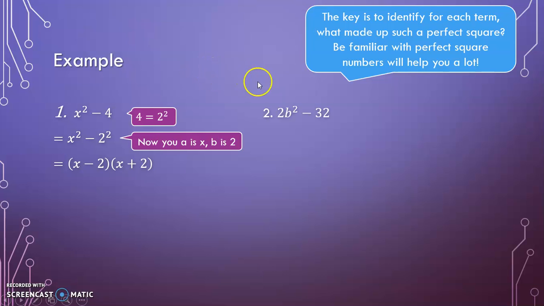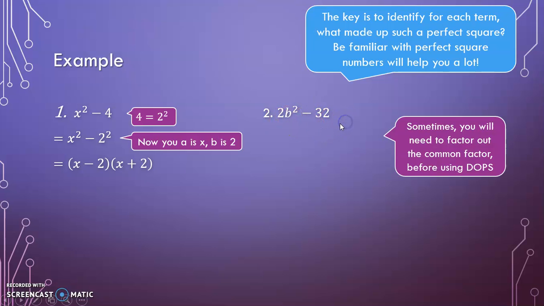Let's see the second example. 2b squared take away 32. You notice that for these two terms, as compared to the first example, x squared and 4, they don't appear to have a common factor. But what we notice is that 4 is 2 squared, therefore we use DOPS to actually factorize it. Okay? So when we use DOPS, for most cases, we shouldn't see a common factor. But for these two terms, there is a common factor of 2.